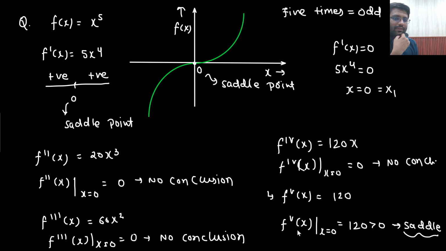Is that clear to you or not? If the result was coming in even time differentiation, then it would have been a point of maxima or minima. Let's check another example.